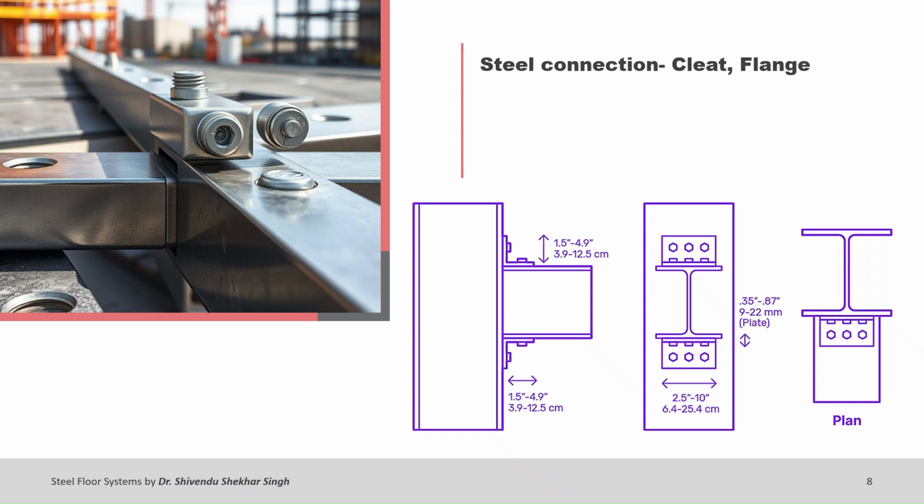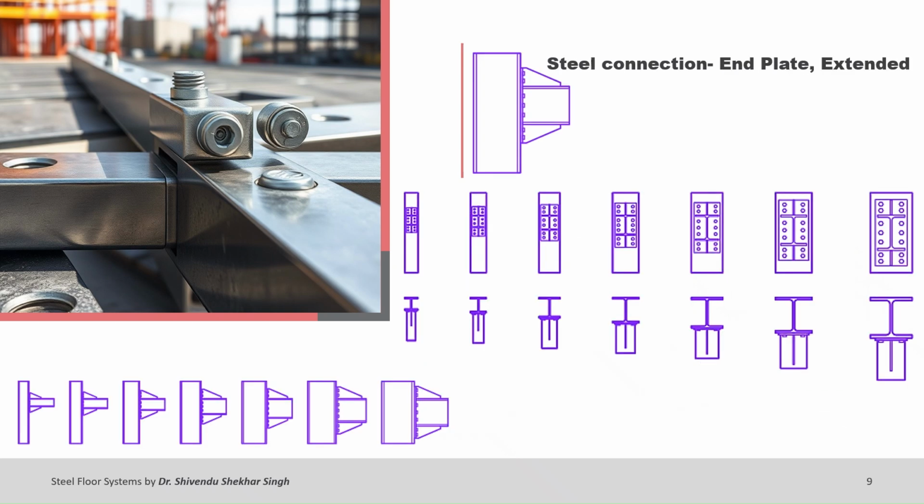Suggested dimensions and sizes are as follows. Flange cleat steel connections are available in a range of sizes with plate widths between 1.5 inches and 4.9 inches, depths of 2.5 inches to 10 inches, and an overall height of 1.5 inches to 4.9 inches. Plate thicknesses are commonly between 0.35 inches and 0.87 inches. The selection of appropriate dimensions for flange cleat connections depends on factors such as the applied loads, member sizes, and structural requirements.